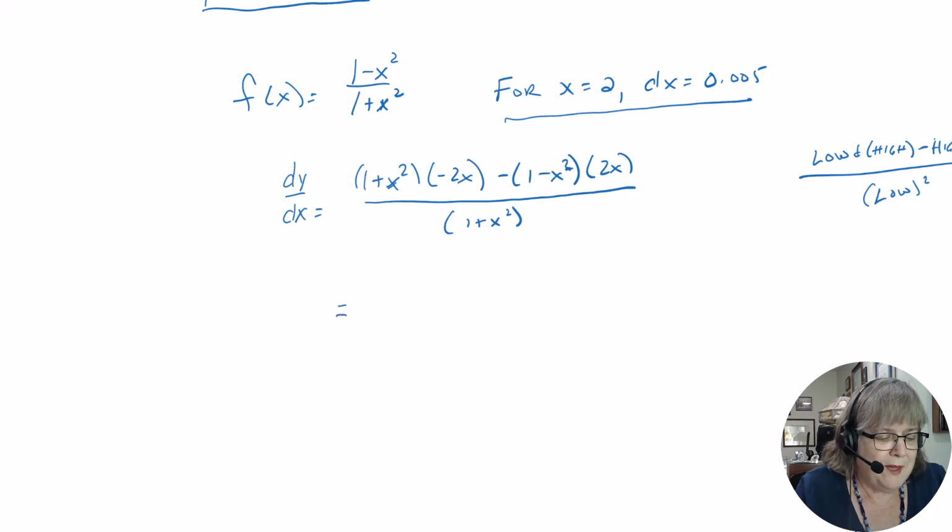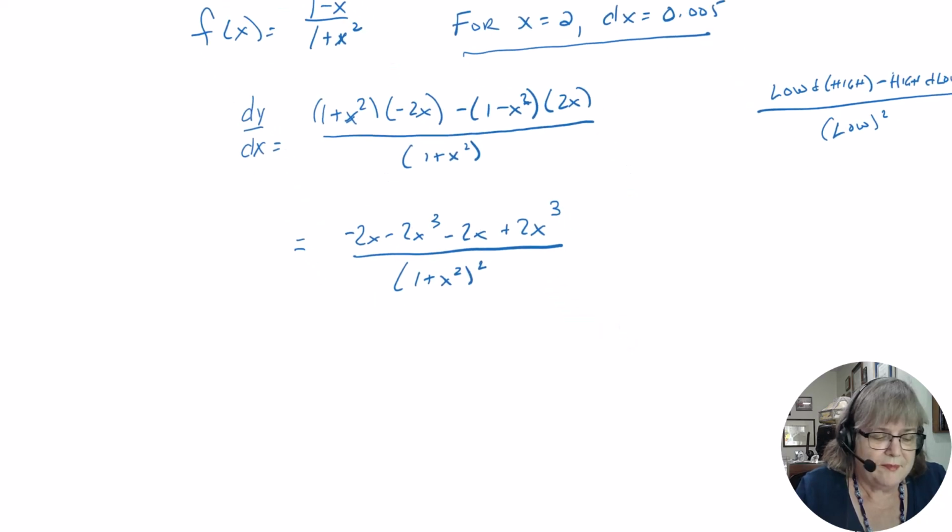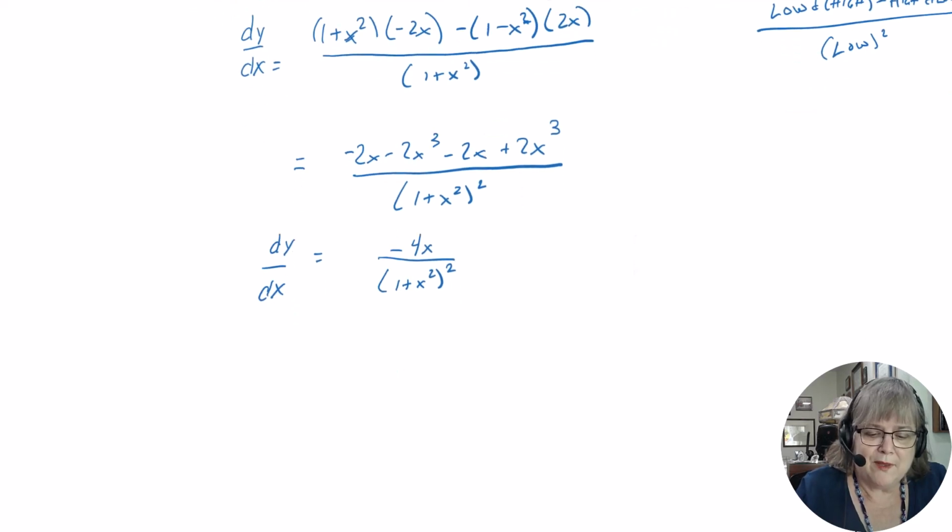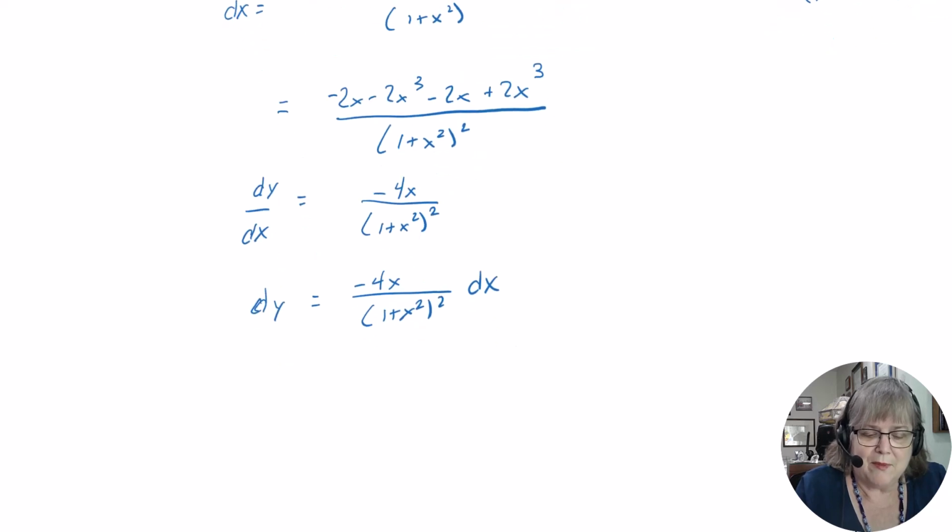So when you clean this up, you get minus 2x cubed minus 2x plus 2x cubed over 1 plus x squared squared. So after a little bit more cleanup, you get minus 4x over 1 plus x squared squared. Okay, no big surprise for the derivative. And the differential is this. Multiplying both sides by dx.